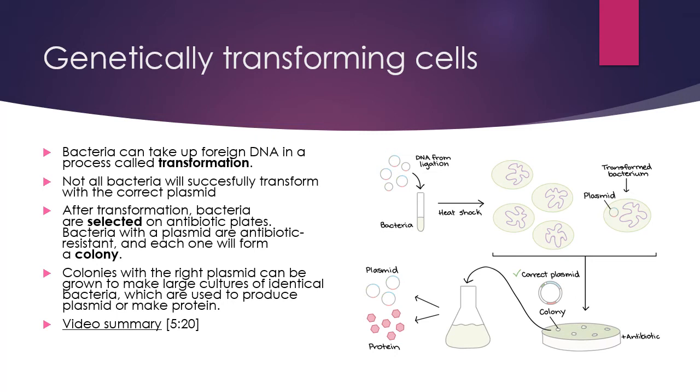So that's called a transformed bacterium. Sometimes they won't transform at all, so they might not actually take up a plasmid at all. Sometimes they might take up a plasmid, but it hasn't isolated the gene, so it might transform but with a non-recombinant plasmid. So it doesn't always work, and that's what we talk about when we say a transformation efficiency.